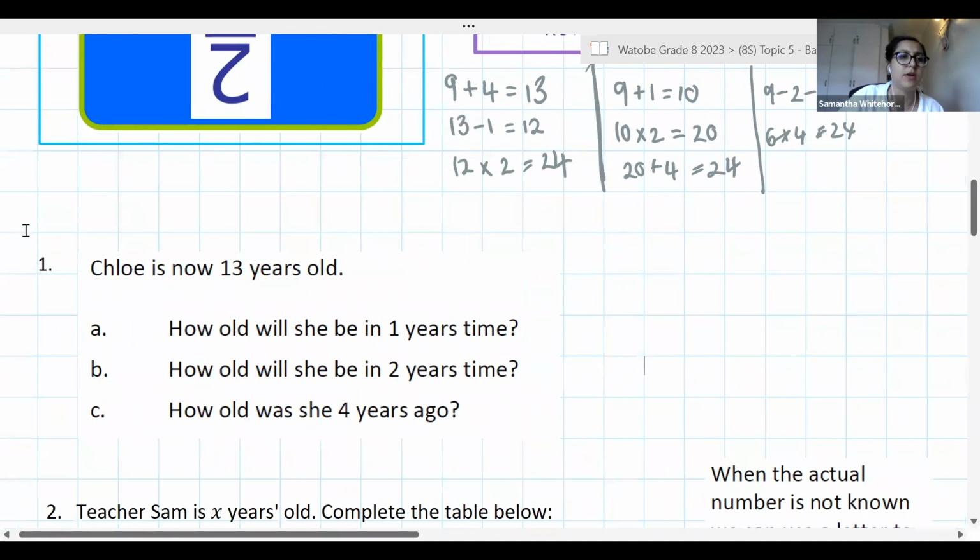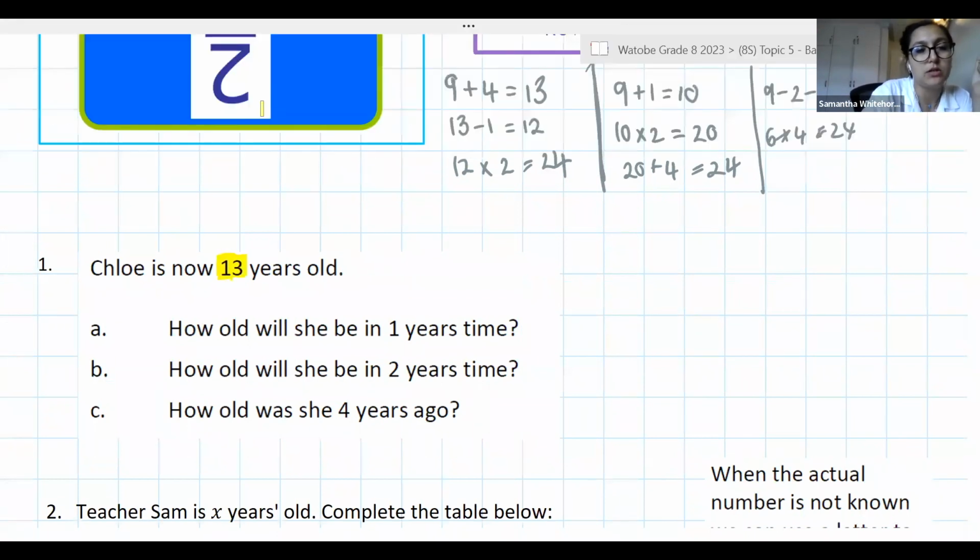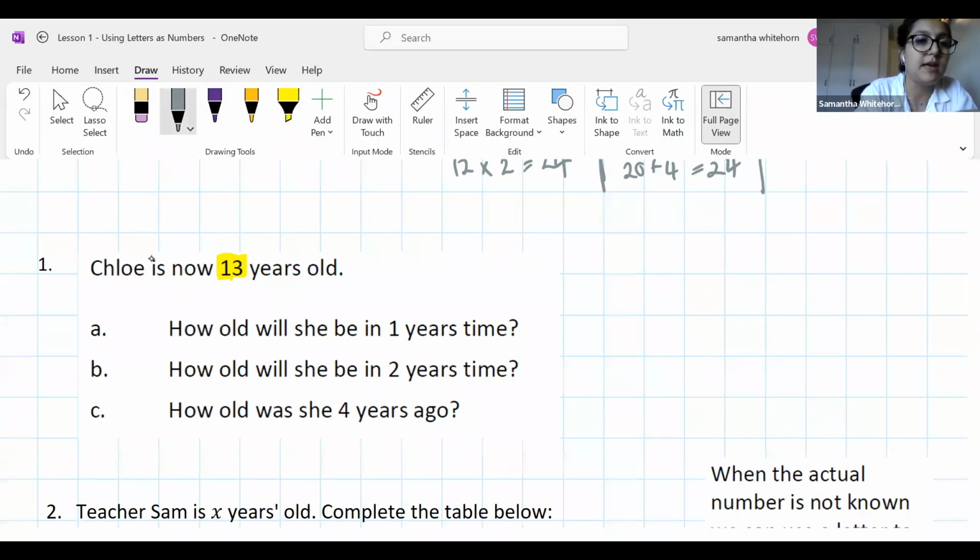Just ignore the writing at the bottom. We're going to look at question 1 to start off with. It says Chloe is now 13 years old. So we know how old this person is. I want to know how old she will be in 1 year's time. So on the chat, how old will she be in a year's time? Just pop your answer on the chat there.